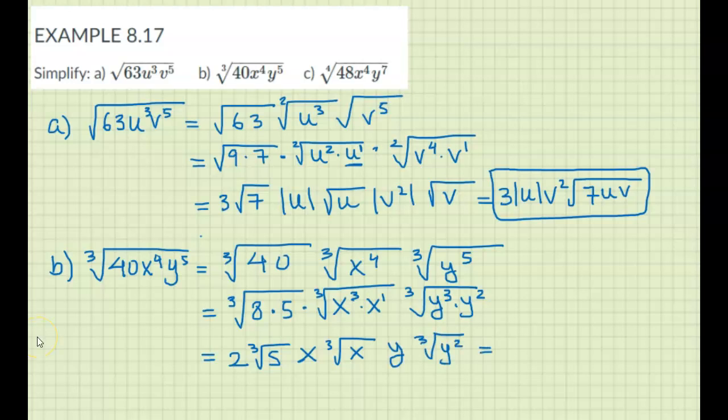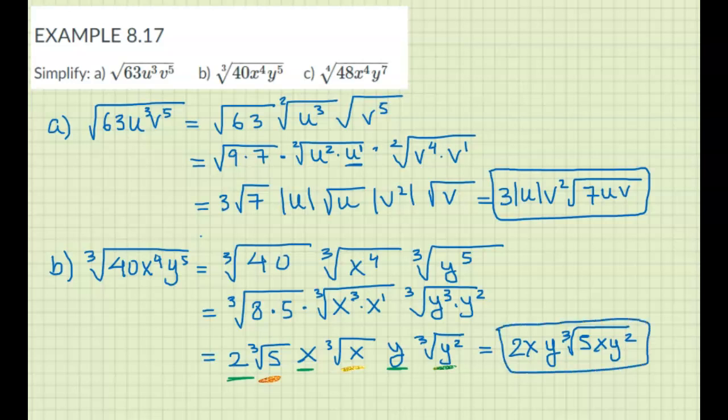Okay, so let's see. We have 2xy all came out, and then we have cube root of 5, cube root of x, cube root of y squared. So all these get lumped together inside the radical: 5xy squared. Like this.